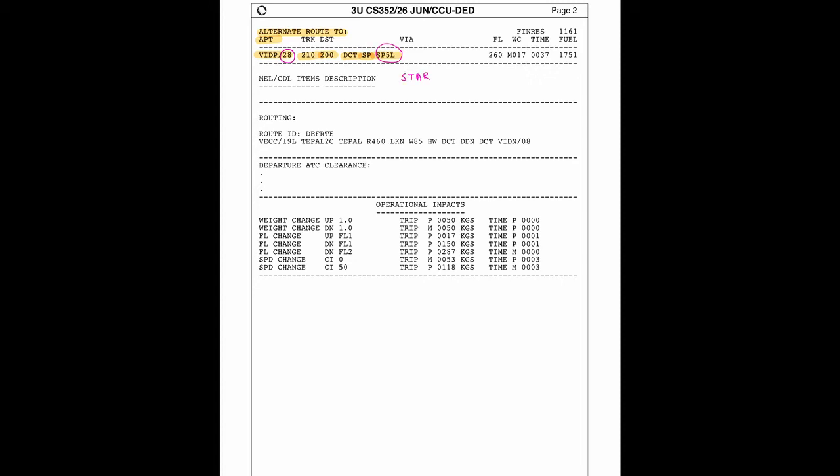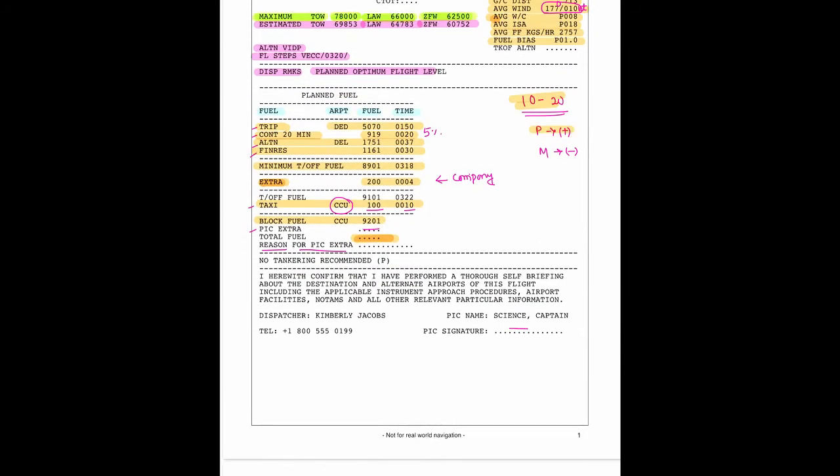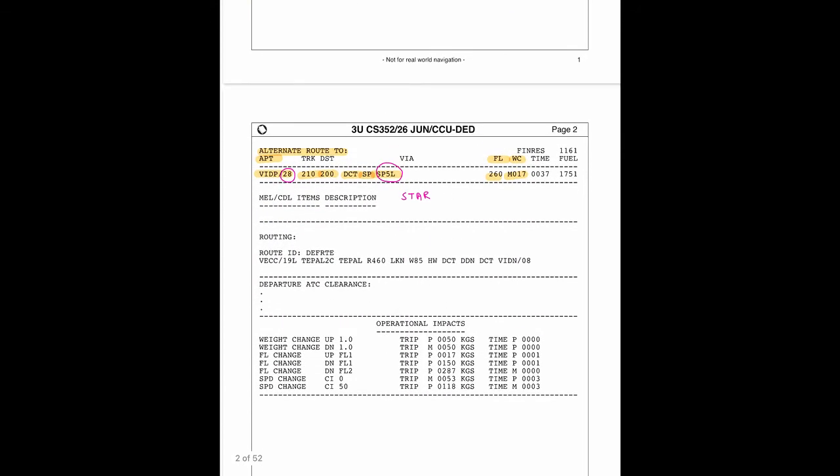So for the alternate, we'll be using flight level 260, weather component is minus 017. I said earlier on this page that P is for plus and M is for minus. You can see this plus sign. So M means minus 017 weather component. Time is 37 minutes and fuel is 1.7 tons.